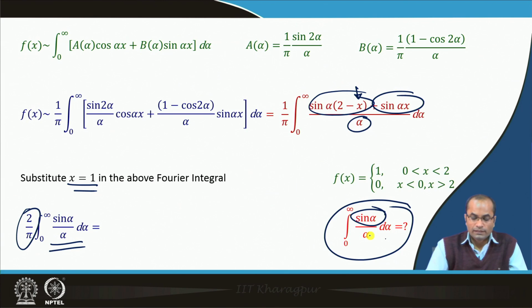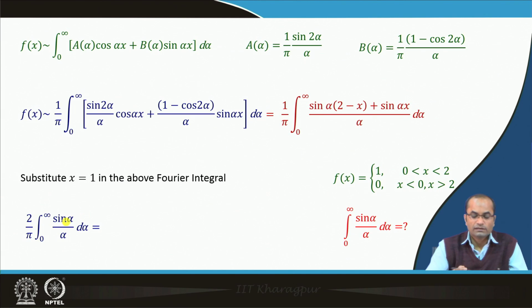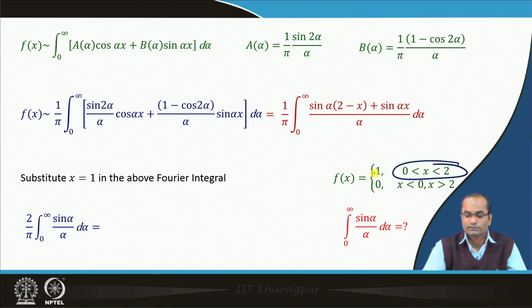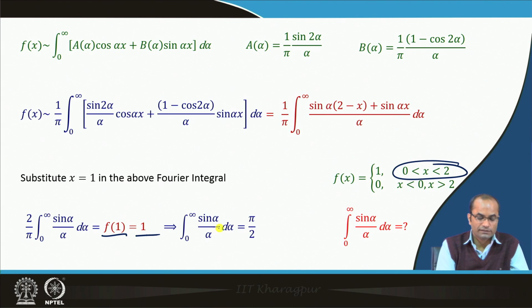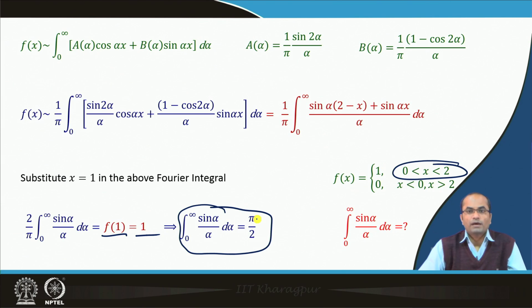And now, the question is to what value this integral will converge, because at x is equal to 1 the function is continuous there. So, at x is equal to 1 the function value is 1. So, this integral will converge to the function value, since the function is continuous there. So, there will be no averaging done there. So, we have f of 1 which is exactly 1 there. So, this integral of sin alpha over alpha d alpha will be pi by 2.